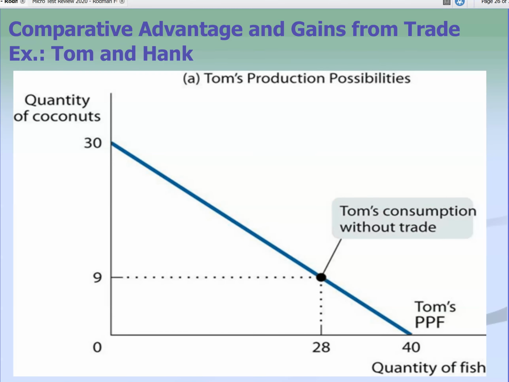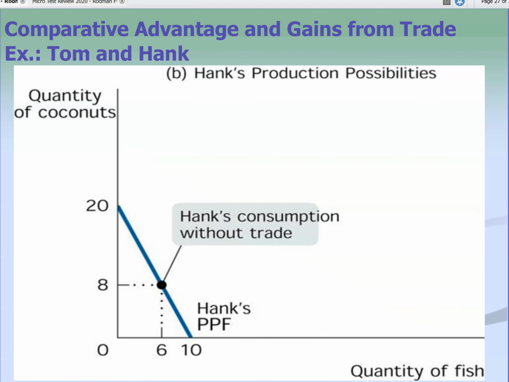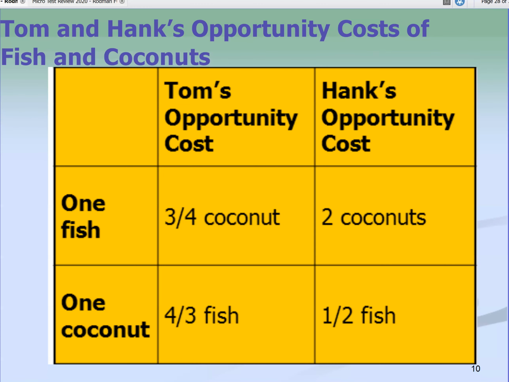So the Krugman text mentions the idea of this fish and coconuts in Tom's consumption without trade. He can produce 9 coconuts and 28 fish. And Hank can produce 8 coconuts and 6 fish. But if they work together and they specialize and they find where they have the best options, and where they have the lowest opportunity cost, they can find out that they can actually work together and specialize in trade. And there are gains from trade as a result of this.